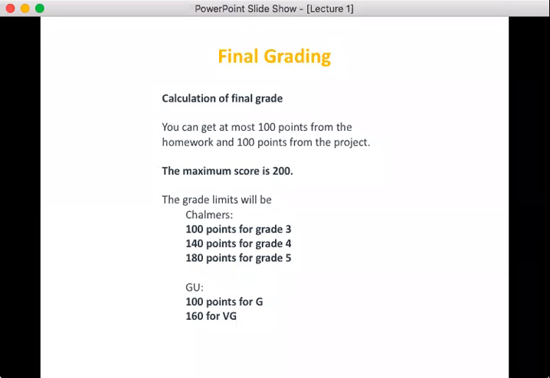Then, how many people per group? Because we didn't say before. And any list of projects or example of projects or project ideas, if there are. Well, okay, let's go step by step. Number of people will be roughly 4.